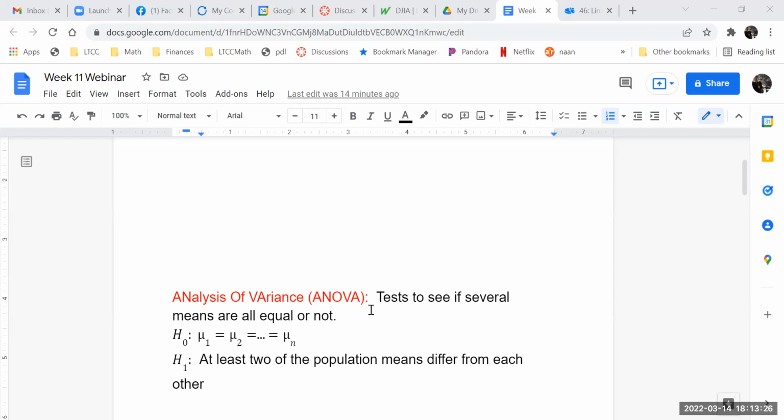I have no idea who came up with this and why. But they did, and this is what we use. So everyone calls it ANOVA. And we're only going to do what's called one-way ANOVA. I can't get into all the complications. But what it does is it tests to see if several means are all equal or not.